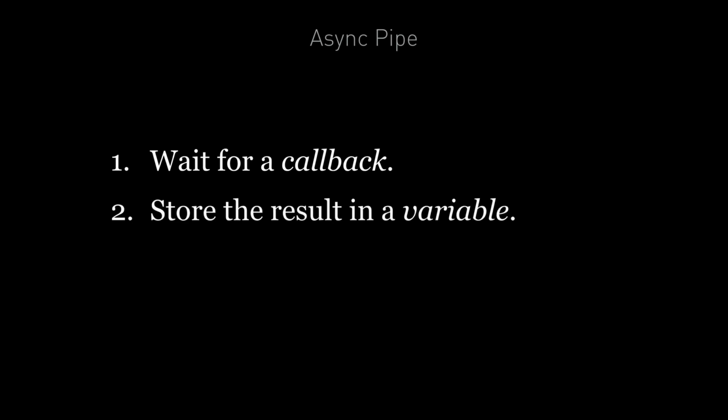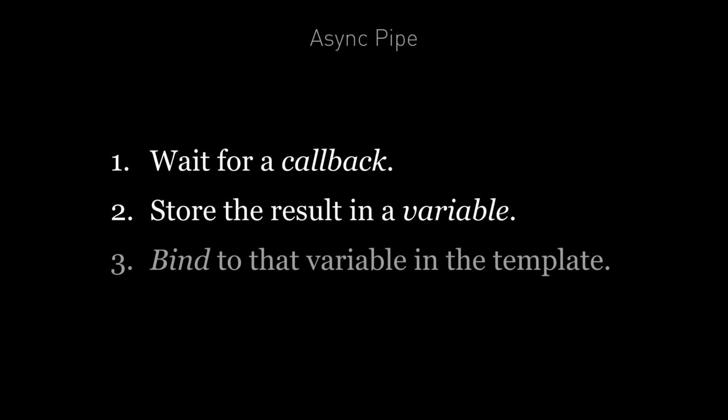So normally, to render the result of a promise or an observable, we have to wait for a callback, store the result of the callback as a variable, and then bind to that variable in a template. But with async pipe, we can use promises and observables directly in our template without having to store the result on an intermediate property or variable.